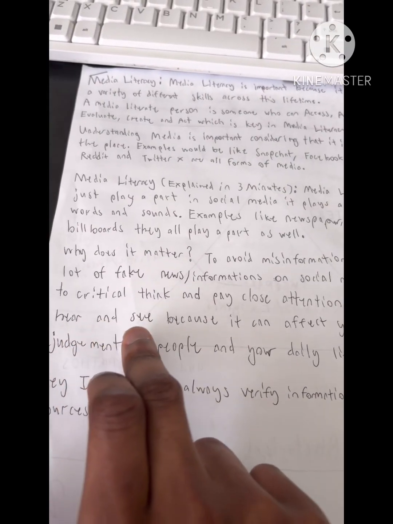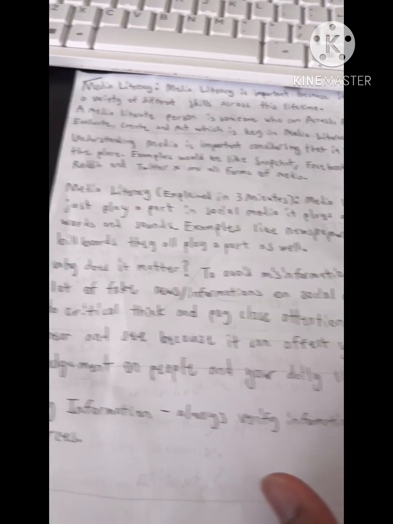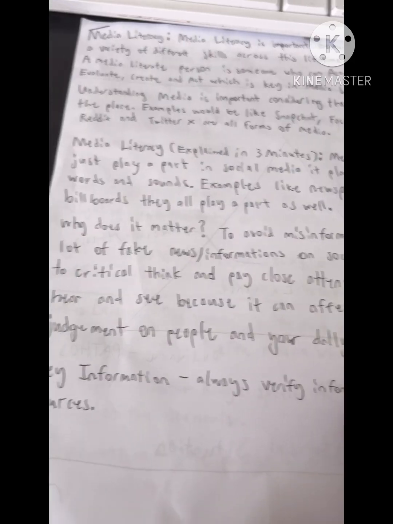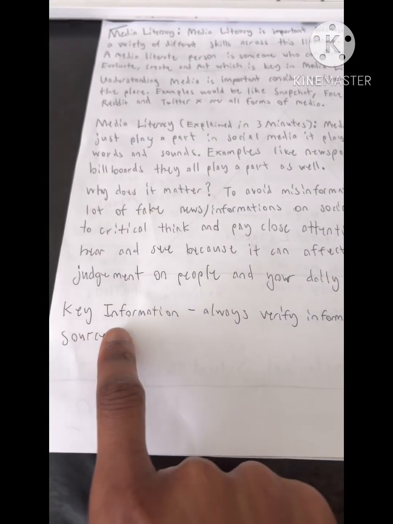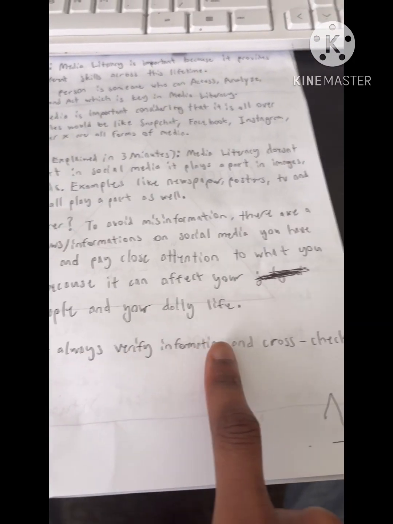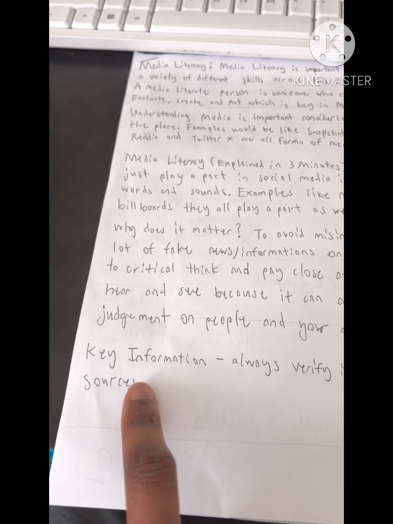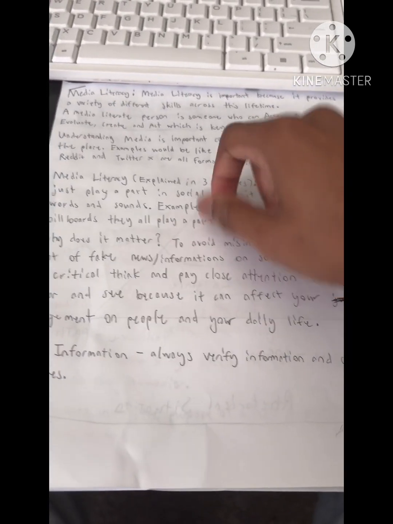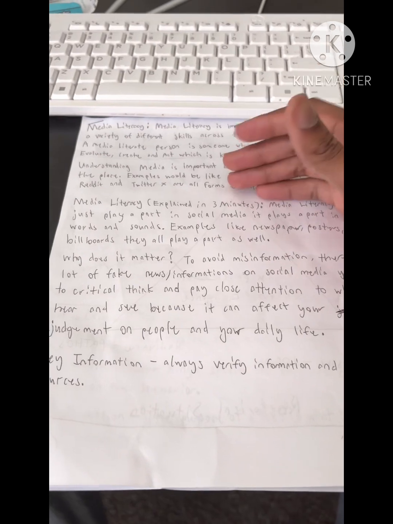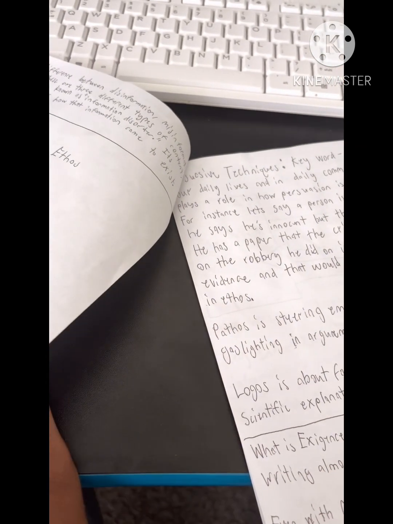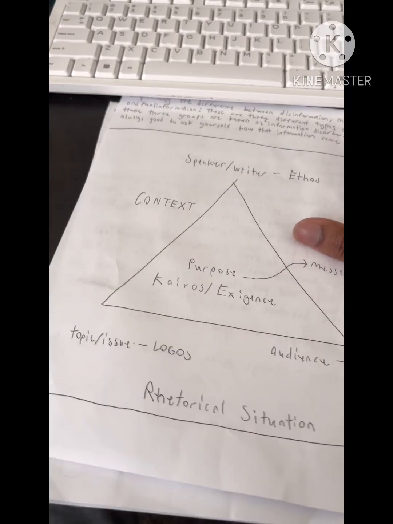And then on social media, you have to critically think and pay close attention to what you see and hear, because it can affect your judgment on people and your daily life. And then I got key information: always verify information and cross-check sources. So pretty much like if you are citing a source from an author, you always want to just make sure that you're getting it from the right source, the right website, the right information. You just want to make sure everything's correct.